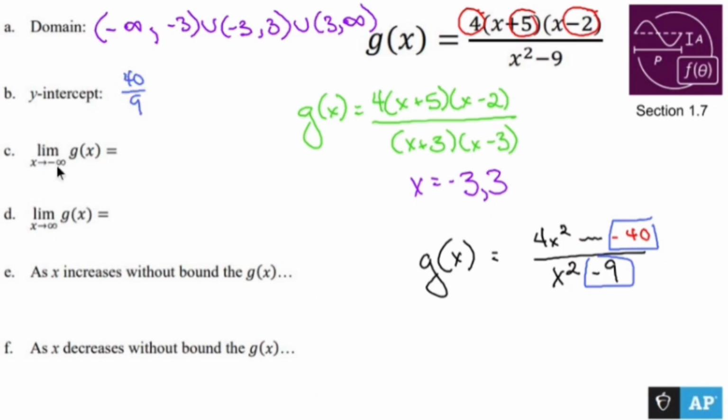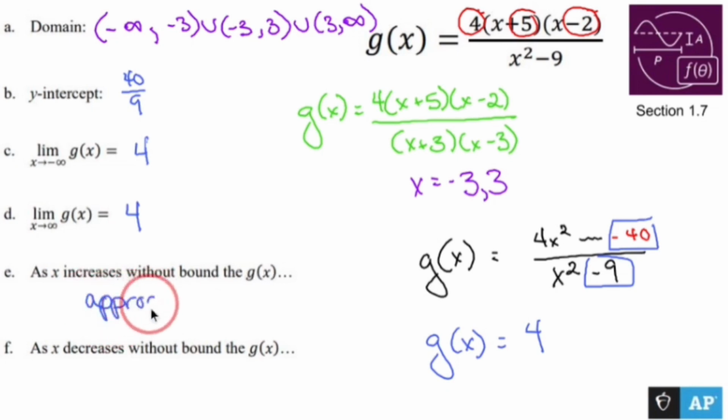Now, the limit as x approaches negative infinity is found by dealing with only the leading terms. My leading term is 4x squared over regular x squared. So a little shortcut is I can view the leading terms as 4 over an invisible 1, or just 4. So when I plug in negative infinity, in air quotes, I get 4. And when I plug in regular infinity, I also get 4. Which means as x increases without bound, g of x approaches 4.